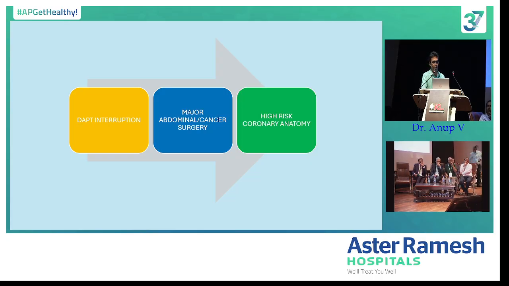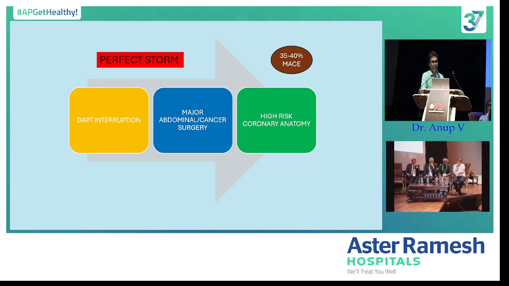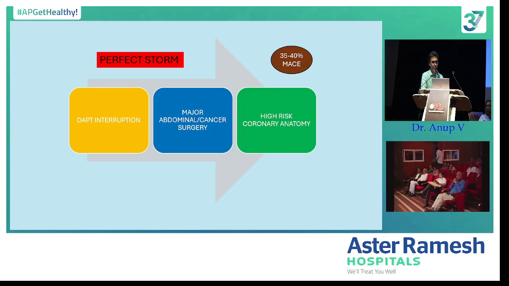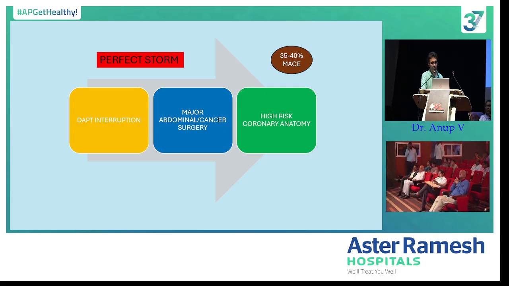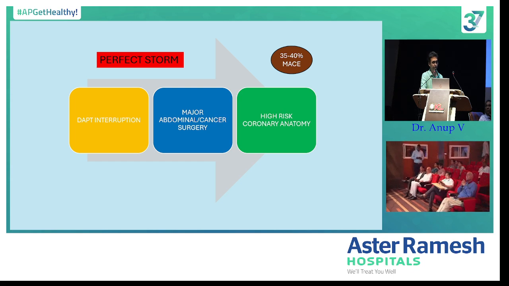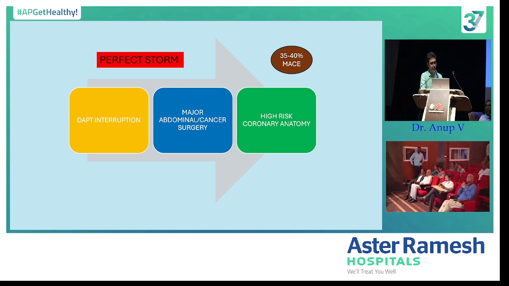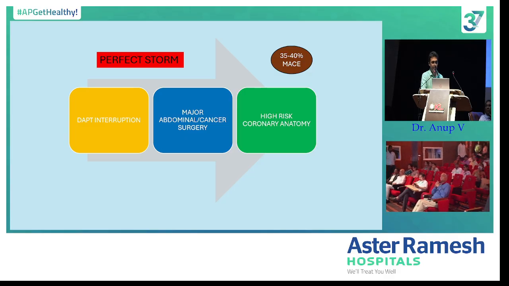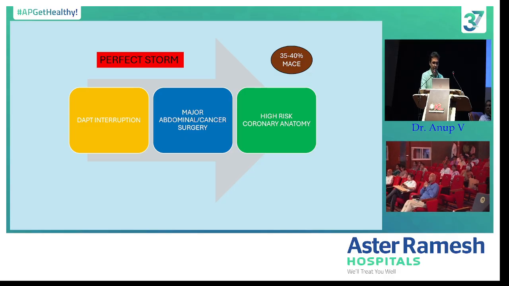So why is this important? You have this DAPT interruption in less than 3 months, and you're going for some major abdominal cancer surgery, and you've got a high risk coronary anatomy. So this is a perfect substrate for a major adverse cardiac event, which can go even up to 35 to 40%, meaning that every second or third patient on the table, if you don't go for proper antiplatelet activity in the body, is definitely going to develop an event.